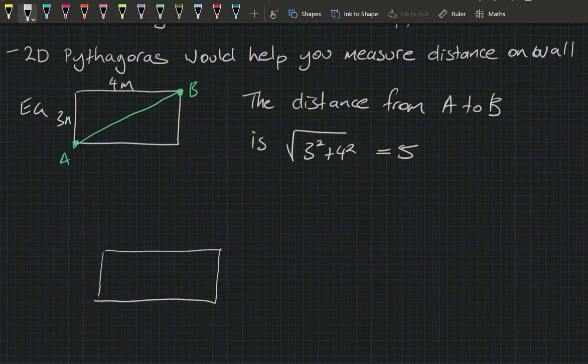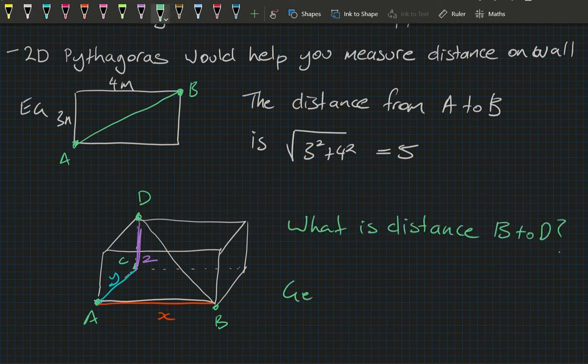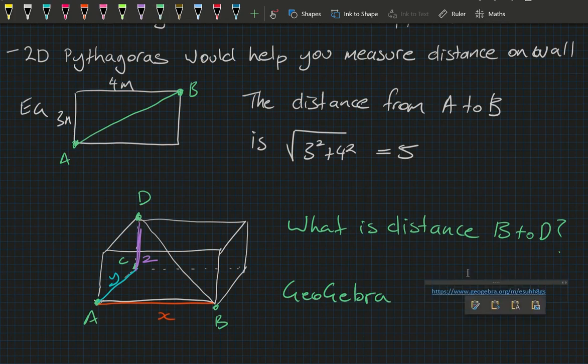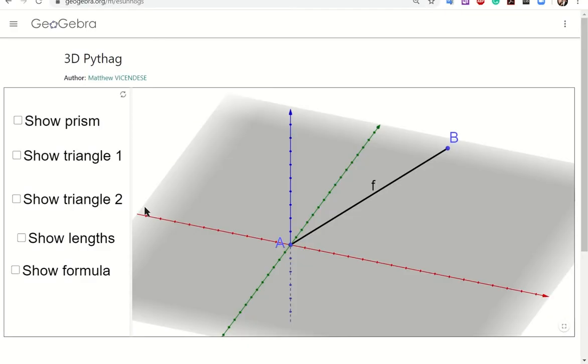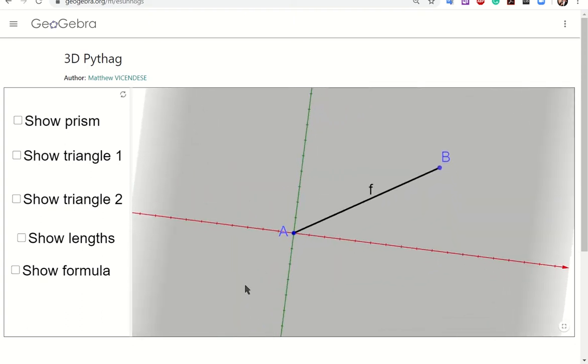But what if we were to draw a box or a room and mark in these points A, B, C, and D? If we know what the distance is from A to B and A to C and C to D, what is the distance from B to D? Let's have a look at this in GeoGebra first, using this applet here. Here we see a point in 3D space, and this plane is the XY plane, which you're already used to. If I was to move to a certain angle, it would be just like looking at the XY plane. Now we're going to figure out the length of this line F, which is the line between A and B.